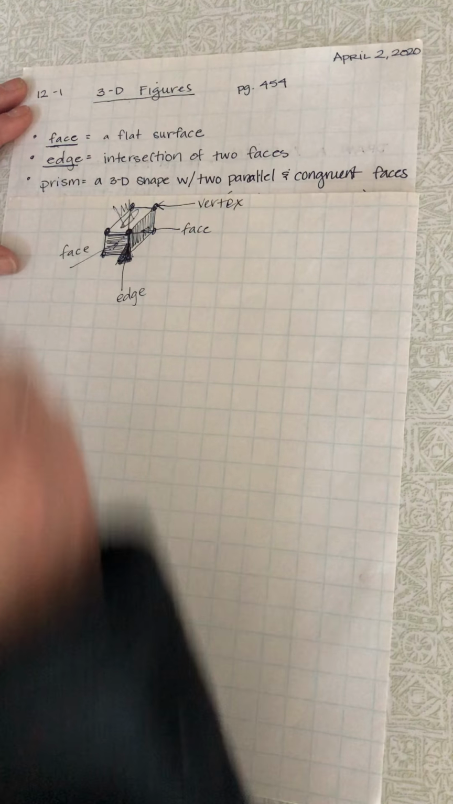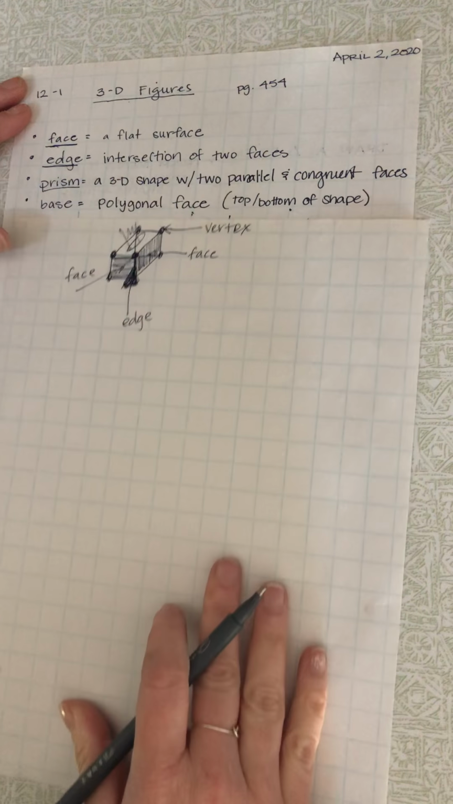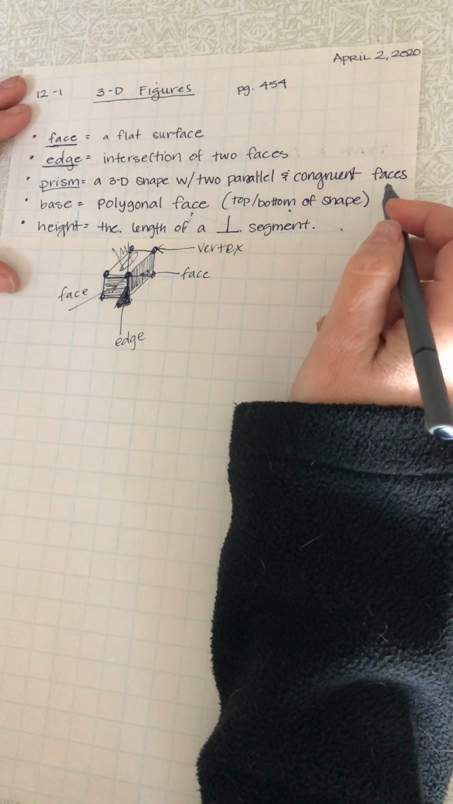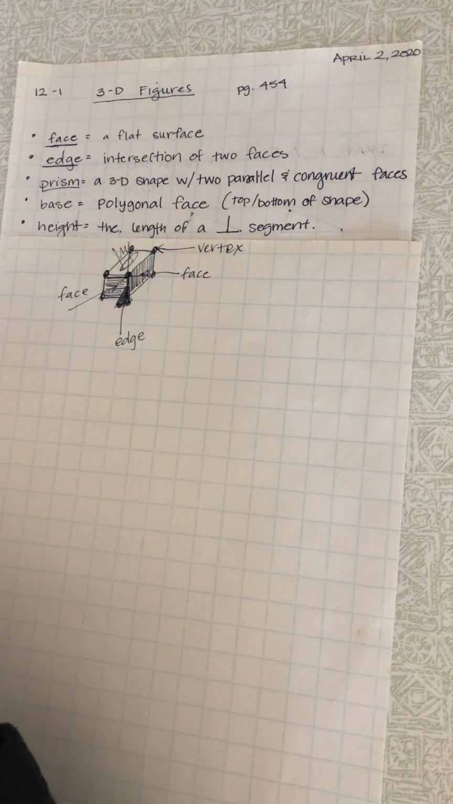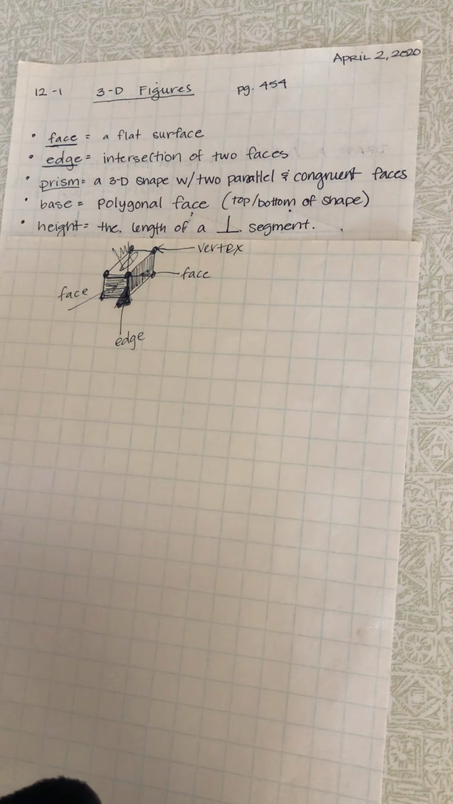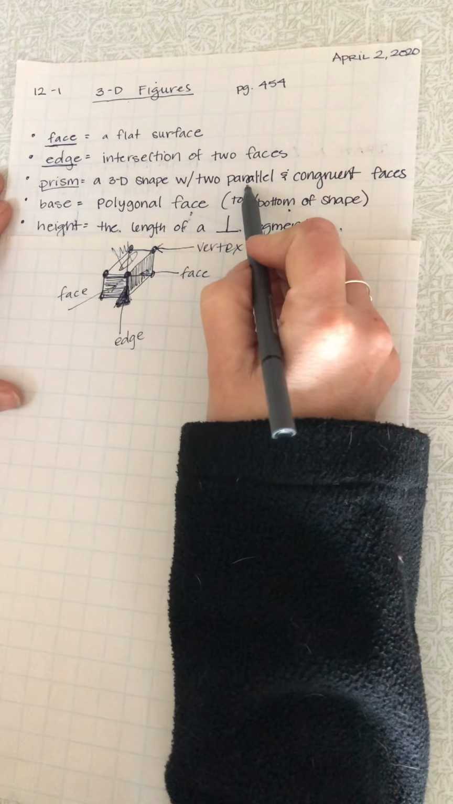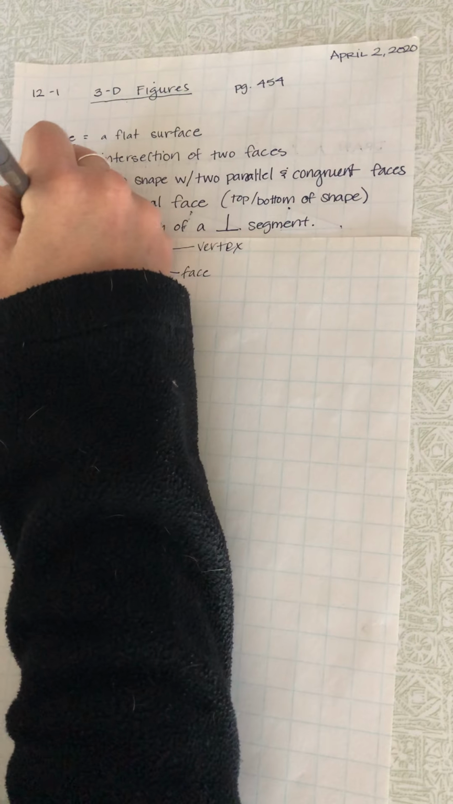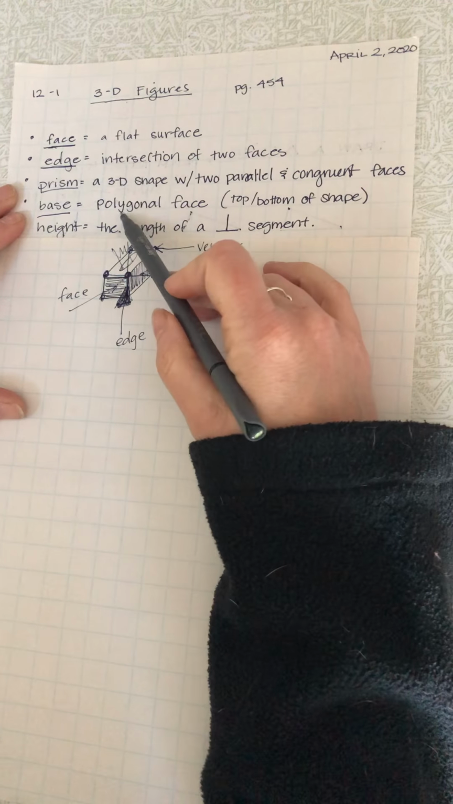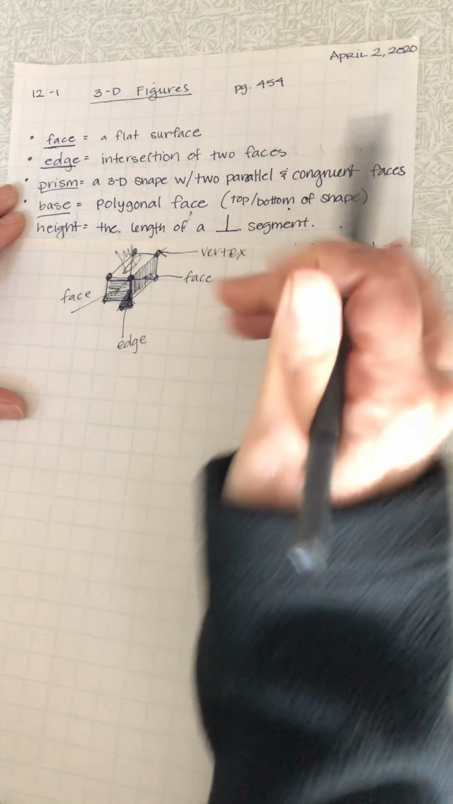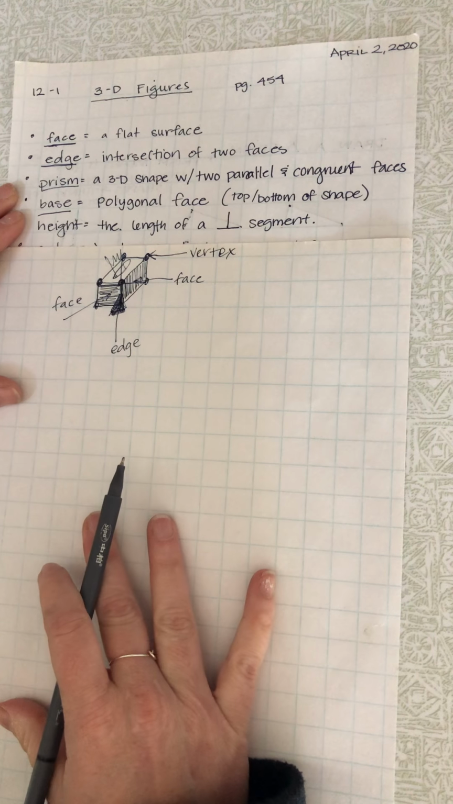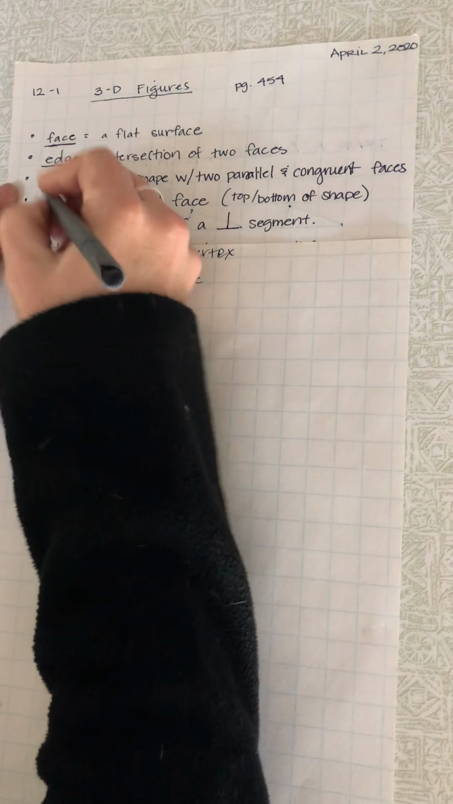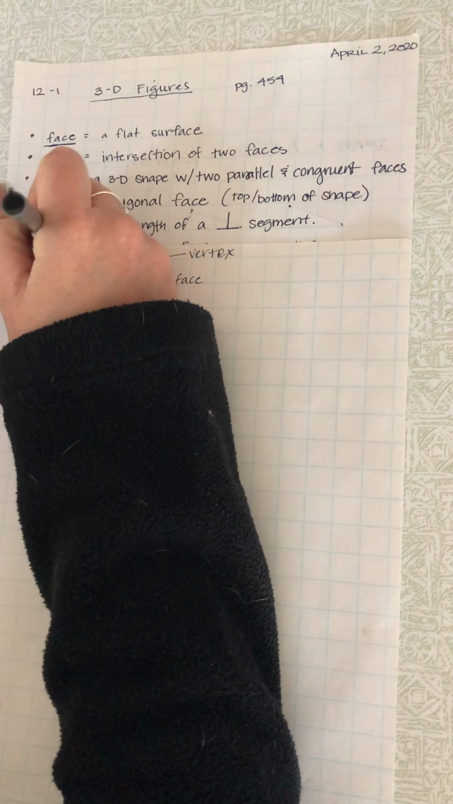The prism. A prism is a 3D shape with two parallel congruent faces. The base or the face, it's like, that's where the shape is. So in like a triangular prism, the triangle is on the top and bottom, and those are the parallel congruent faces that we're talking about. A base is any polygonal face, so that will give you the shape, you know, whether it's like an octagon or a hexagon or a triangle, it's going to be that base, that top or bottom.